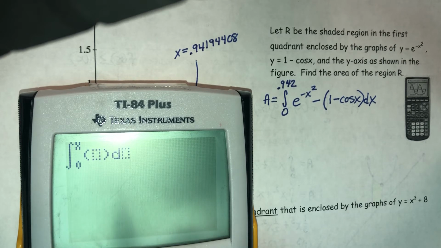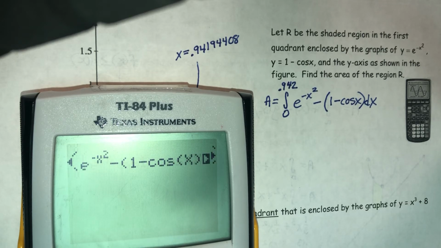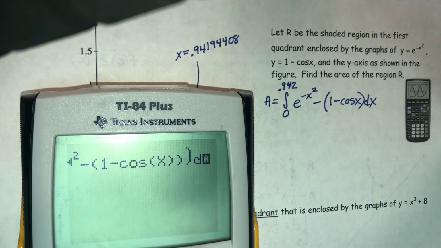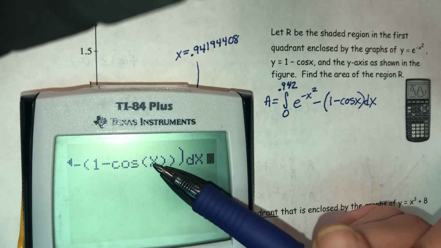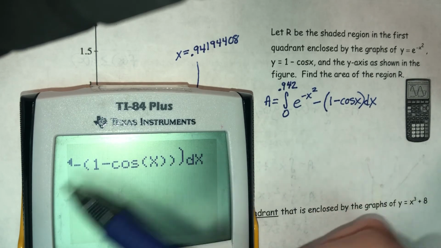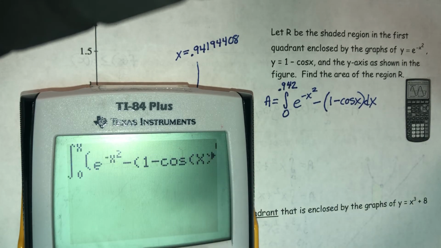So now I'm going to type in e to the negative x squared minus parentheses 1 minus cosine of x, and of course it'd be fine to distribute that negative and then not have the extra parentheses, dx. And you might be wondering, well, isn't it going to use that same x value here? No, this is a function and it's considering it differently than the constant, so you're good.